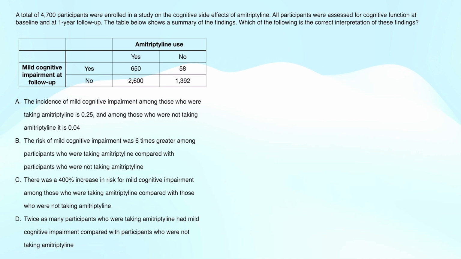This time it's a biostats and epidemiology question. Let's start by reading the vignette. A total of 4,700 participants were enrolled in a study on the cognitive side effects of amitriptyline. All participants were assessed for cognitive function at baseline and at 1-year follow-up. The table below shows a summary of the findings. Which of the following is the correct interpretation of these findings? Okay, so I'd like you to pause the video here, give this a try, and resume when you're ready.